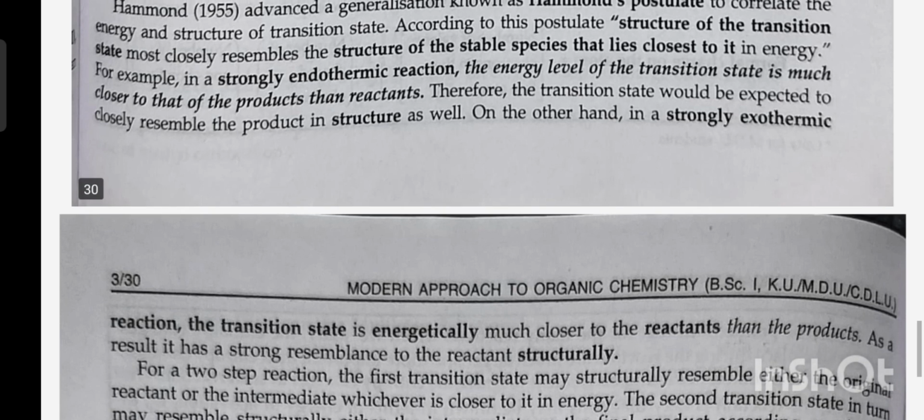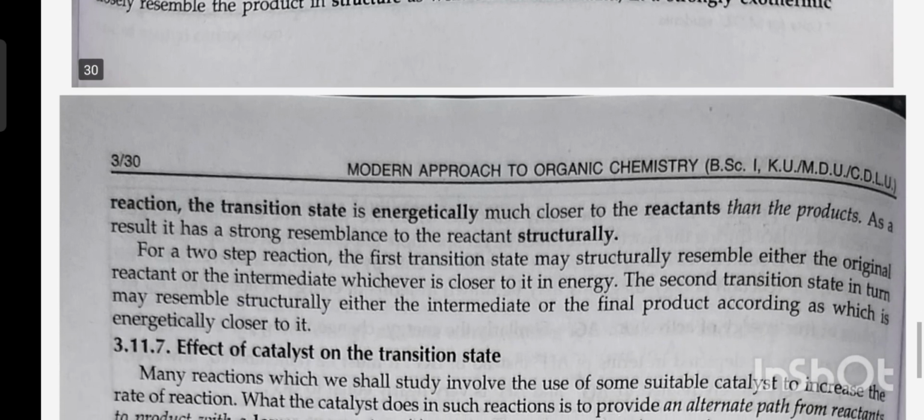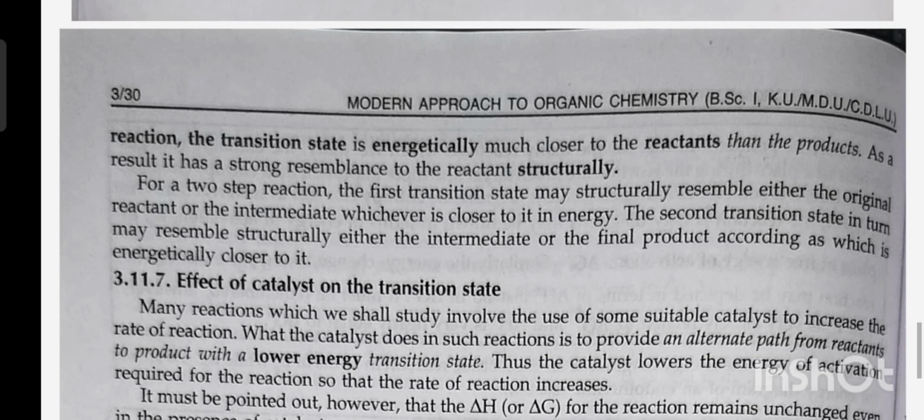For example, in a strongly endothermic reaction, the energy level of a transition state is much closer to that of a product than the reactant. Therefore, the transition state would be expected to resemble the product more closely in structure as well. On the other hand, in a strongly exothermic reaction, the transition state is energetically much closer to the reactant than the product. As a result, it has a stronger resemblance to the reactant structurally.